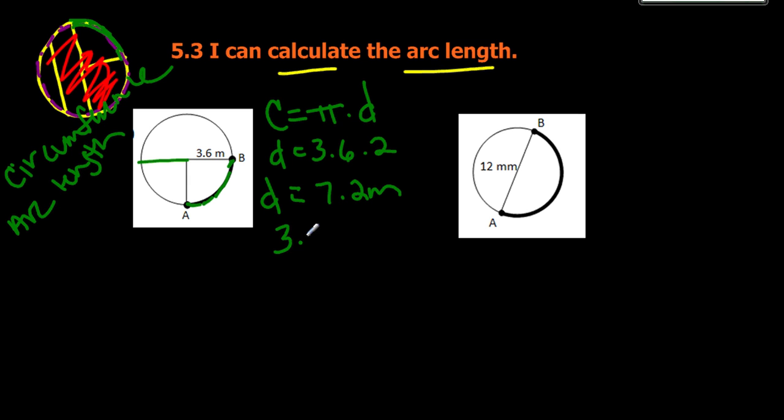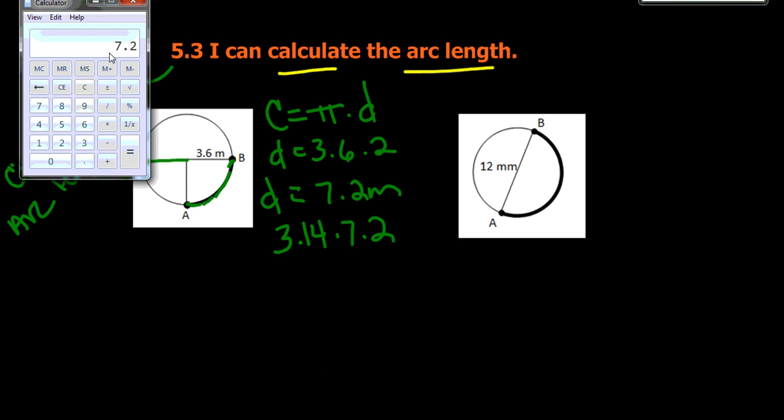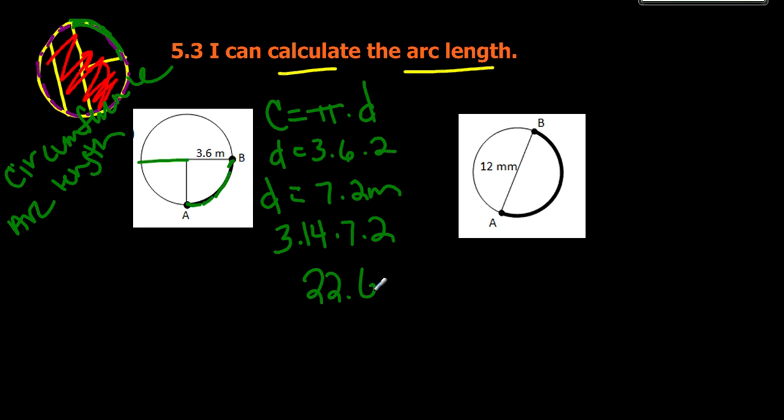Now I certainly can calculate my circumference. I simply take 3.14 times 7.2. Again, trusty calculator, 7.2 is already in there. I can just say times 3.14. And I get 22.608. And that would be meters, because circumference, you're walking around the outside, it's just in meters.